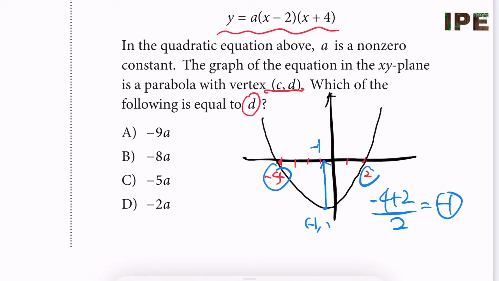And then d is the y coordinate. Then we have to find it, right? That means the y value when x equals -1. That's d. So plug in -1 for x. a times (-1 minus 2), which is -3, times (-1 plus 4), which is 3. So what is the y coordinate? -9a. So A is the answer.